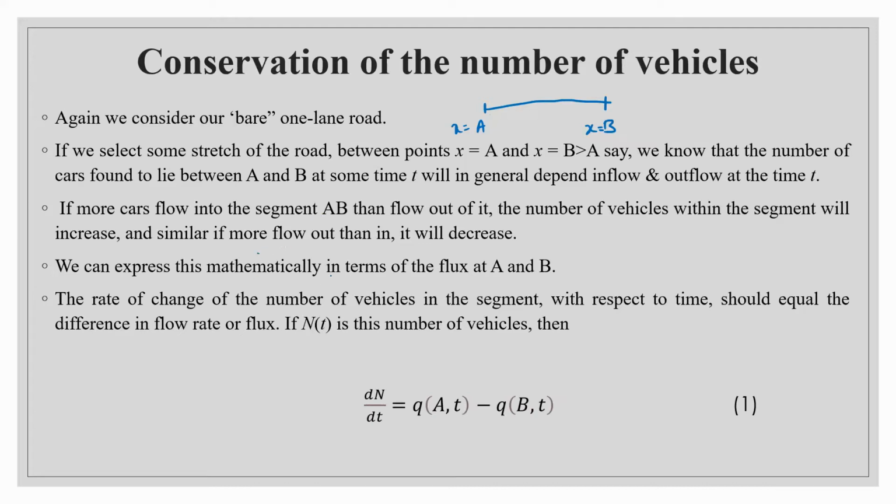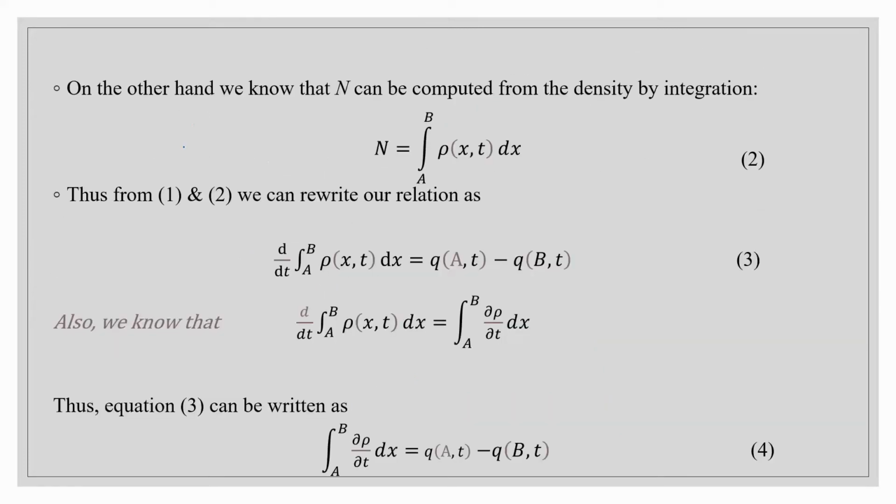This means that the rate of change of the number of vehicles per unit time is equal to the inflow minus outflow. Here Q is representing the flux. So whatever is the number of cars between A and B is equal to the inflow minus the outflow. Now we also know what density is. Density is the number of vehicles per unit length. So you can compute the number of vehicles also by this expression.